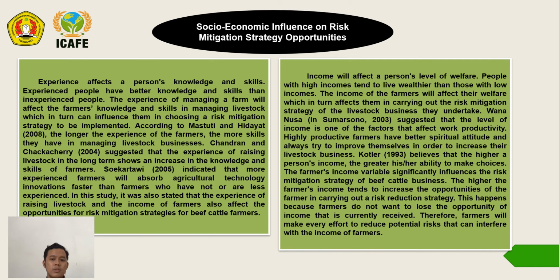Income will affect a person's level of welfare. People with high income tend to live better than those with low income. The income of the farmers will affect their welfare, which in turn affects them in carrying out the risk mitigation strategy of the livestock business they undertake.